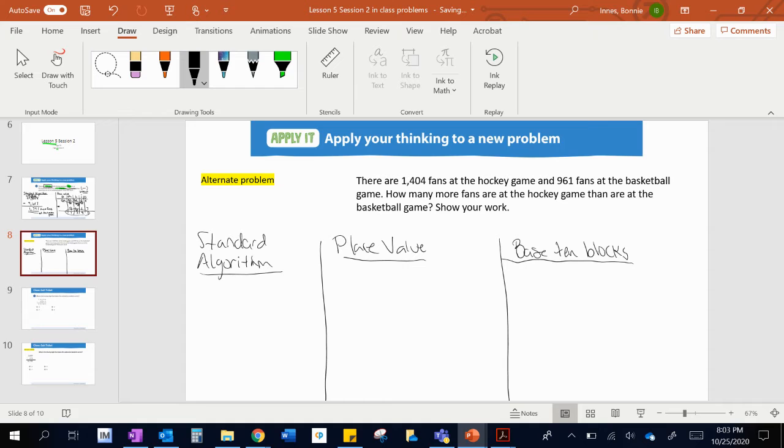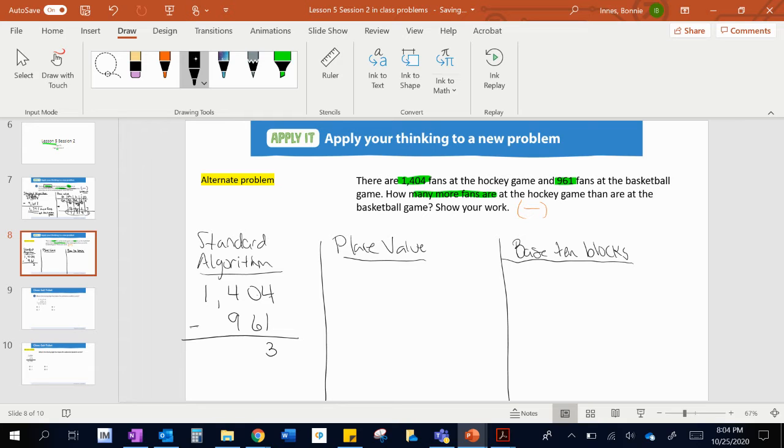Okay. If you did the alternate problem, you had different numbers. The same problem, you just had different numbers in the spots for the hockey game and for the basketball game, but the same question, how many more fans at one game than the other? That means that we're still subtracting. All right, so I'm going to set it up. 1,404 minus 961. I can't put it in thousands. It starts in the hundreds. 961. 4 minus 1, that's 3.